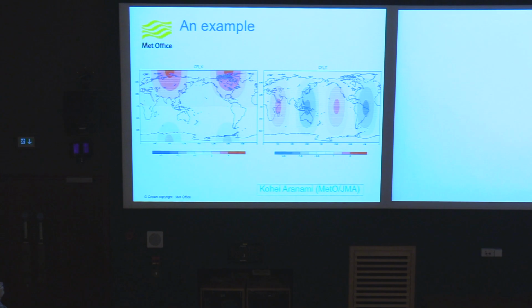This is just an example, work done by Kohei Aranami from JMA when he was visiting us, and he set up some idealized flow that you'll see in the next slide. And this is the Courant number, and we can see it getting up to numbers of, what's that, nearly 4 or 5 in the regions of the poles, in the zonal direction, and in the meridional direction, we've got values of, well, certainly greater than 1.